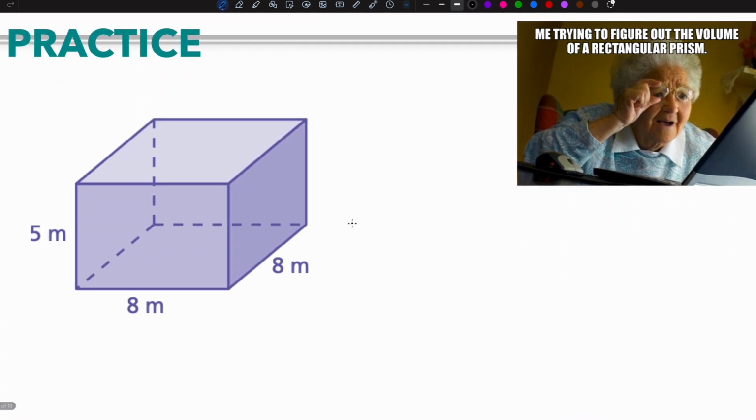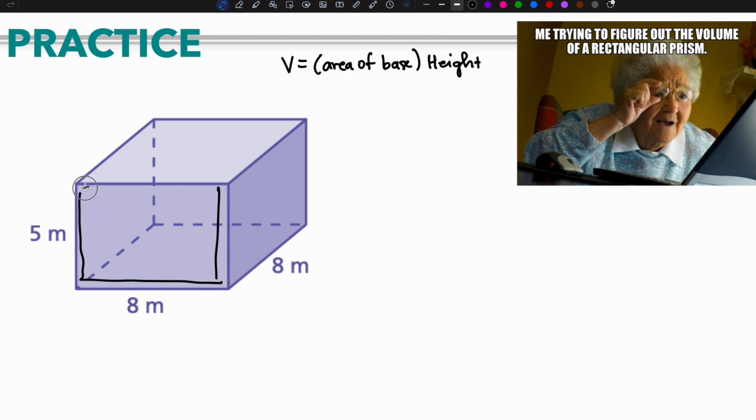So let's practice. If we were to find the volume, this is a rectangular prism. So again, the volume of a rectangular prism is going to be the area of the base times the height of the entire prism. If we choose this to be the base, you have length times width of the base, which is then multiplied by the height of the whole thing. Basically, the height goes from the bottom base to the top base. This would be on its side.